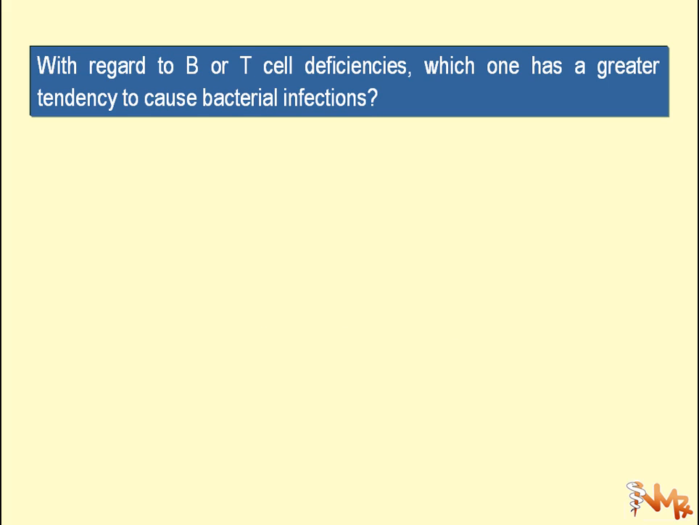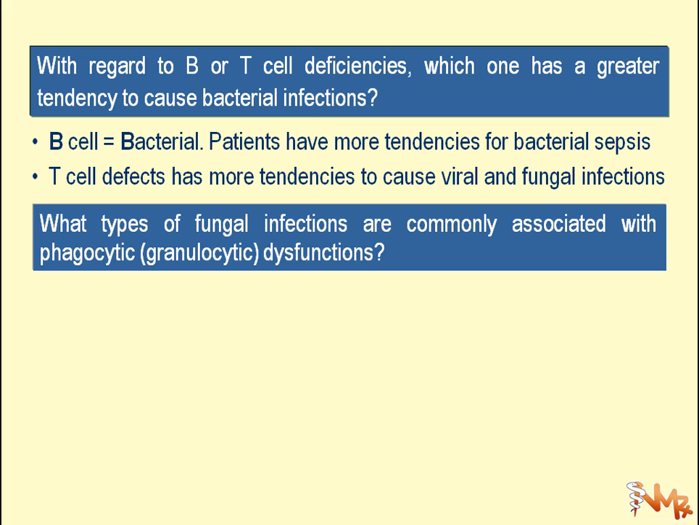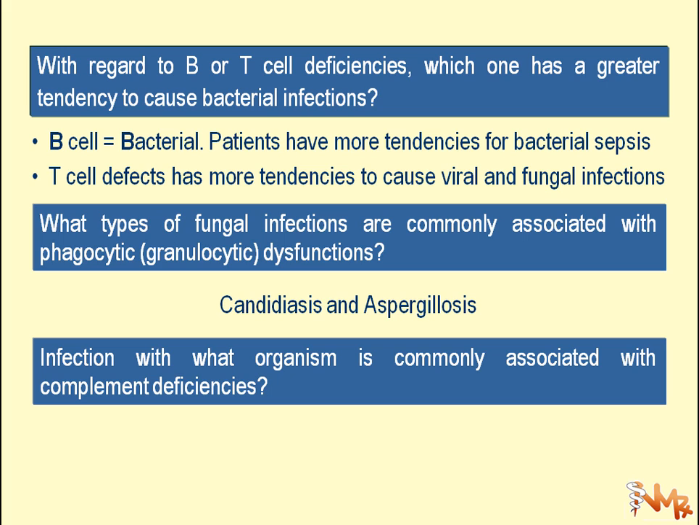With regard to B or T cell deficiencies, which one has a greater tendency to cause bacterial infections? B cells. B for bacterial. Patients have more tendencies for bacterial sepsis. T cell defects, on the other hand, have more tendencies to cause viral and fungal infections. What types of fungal infections are commonly associated with phagocytic or granulocytic dysfunctions? Candidiasis and aspergillosis. Infection with what organism is commonly associated with complement deficiencies? Neisseria.